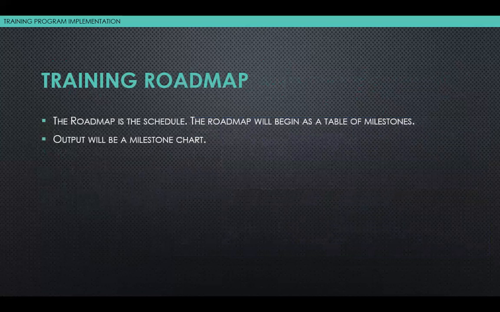Training roadmap. So the roadmap is the schedule in summary. It's going to be how you're going to get to the end. So it's going to include your development. So you can actually begin with your pre-work phase. You can start with your needs assessment, start, end for that. And you would then go into each of the different steps and identify the timeline for each of those activities. The output would be a milestone chart.